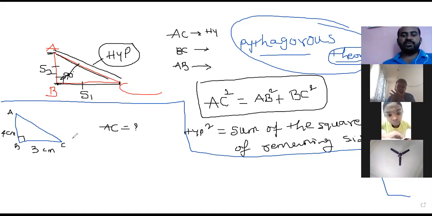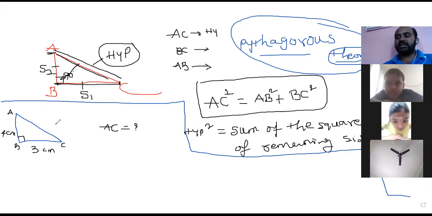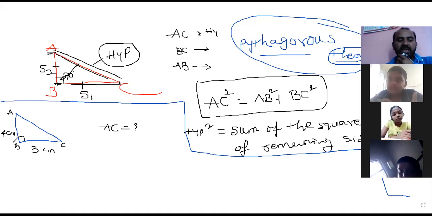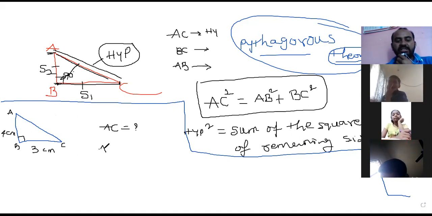Before going to the formula, you have to check whether the given figure is a right angle triangle or not. Yes, this is a right angle triangle. So here we can apply the theorem called Pythagoras. First write the Pythagoras theorem. Hypotenuse square, what is the hypotenuse side? The longest side, that is AC square, is equal to AB square plus BC square.